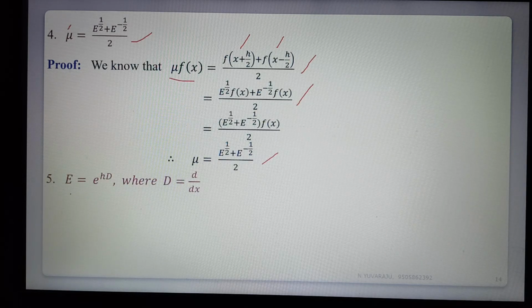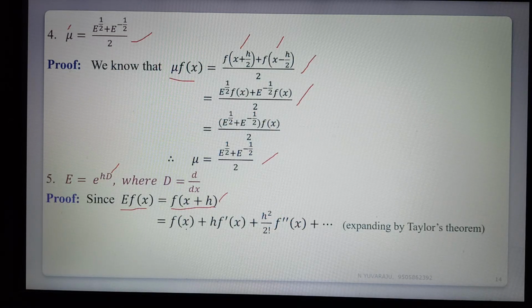So next relation: E is equal to e power hD. Here D is the differential operator, d by dx, and h is the step length value. E is the shift operator. Since E f of x is equal to f of x plus h by the definition of the shift operator, f of x plus h can be expanded using Taylor's theorem. This is the formula for Taylor's theorem.